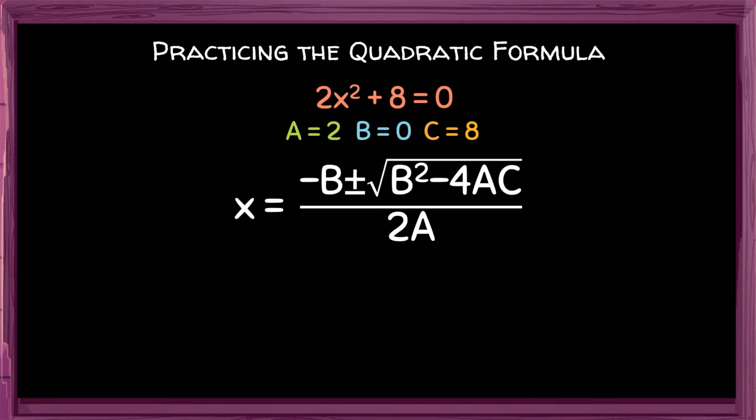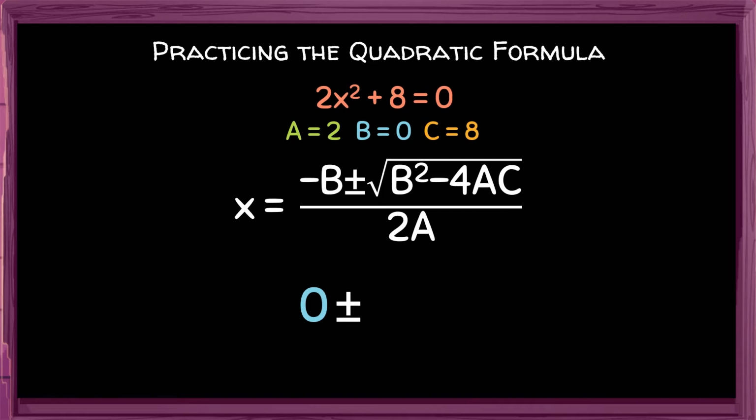The quadratic formula begins with -b. Our b value is 0, but 0 cannot be positive or negative, so negative b is simply 0. Correct, teacher? That's right, Wendigo. And after that, we see the plus or minus sign, but just like last time, we'll save it for later.